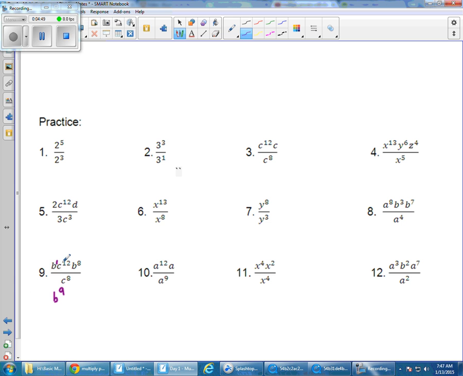Then I have c to the 12th over c to the 8th. Those are going to subtract since they're powers with like bases. And that gets me c to the fourth power. So I get b to the ninth, c to the fourth.